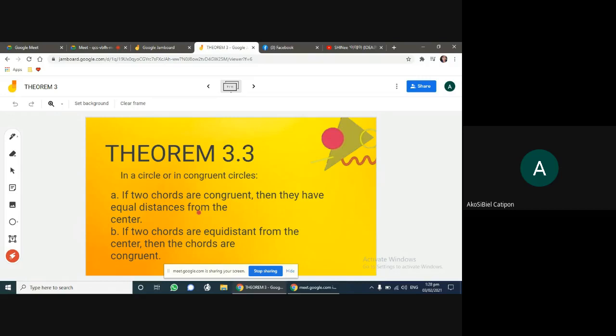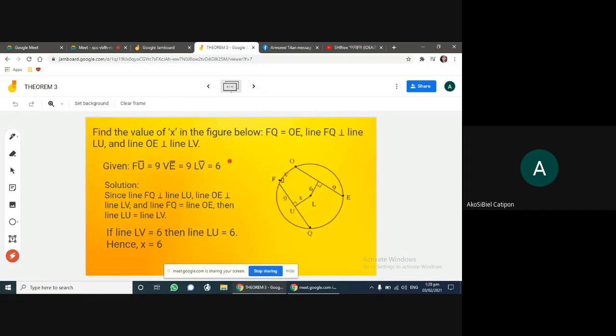In this example, find the value of x in the figure below. Chord FQ is equal to chord OE, and chord FQ is perpendicular to line LU, and line OE is perpendicular to line LV. Ano dito pala dapat yung V? Given that line LU is equal to 9, VE is equal to 9, and LV is equal to 6.